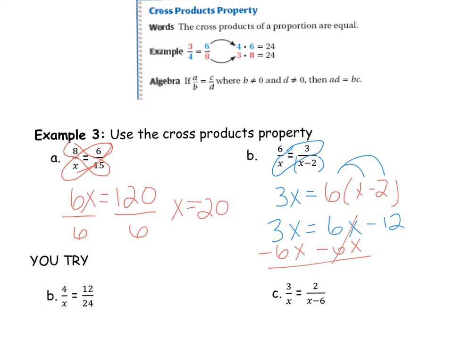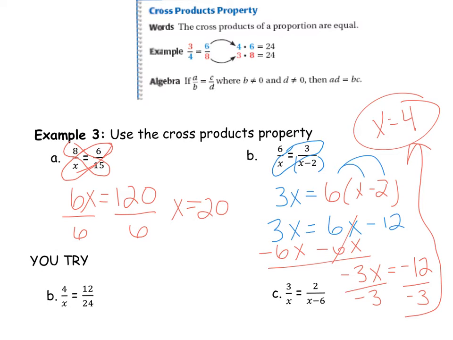Those cancel. On my left, I'm going to have negative 3x equals negative 12. And then divide each side by negative 3. So I should get, I'm going to write it up here, x equals 4. Okay, and I could always remember, plug it in to both of these x's, and I should get a true statement.